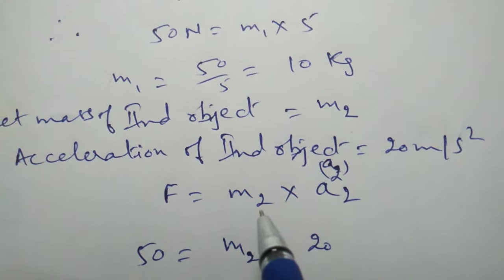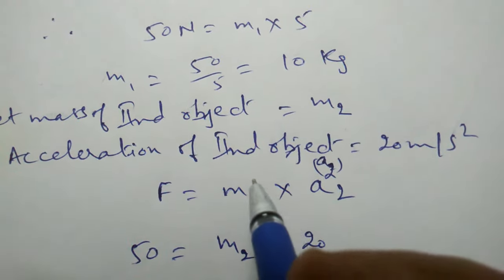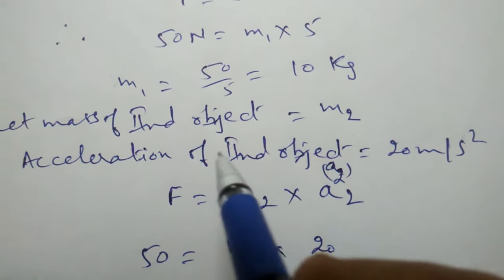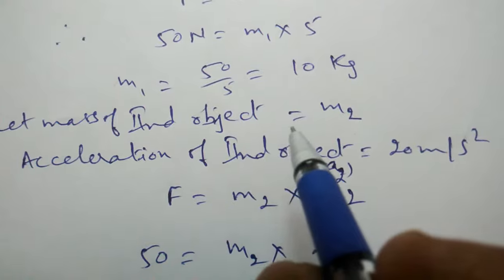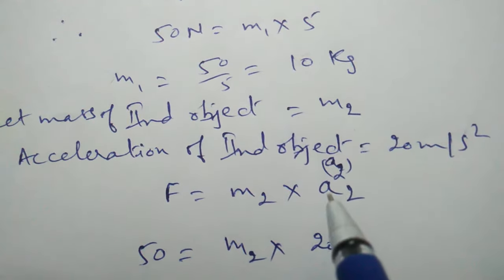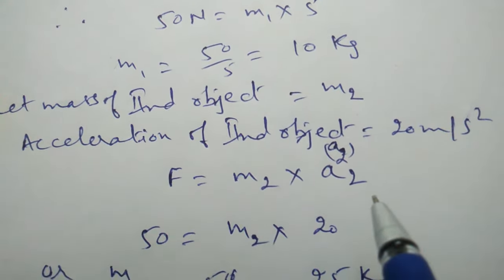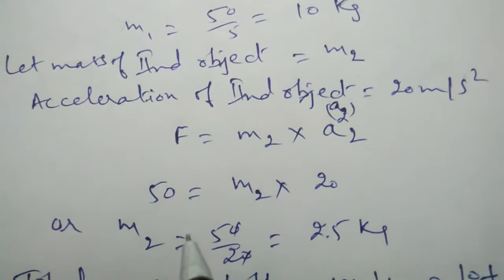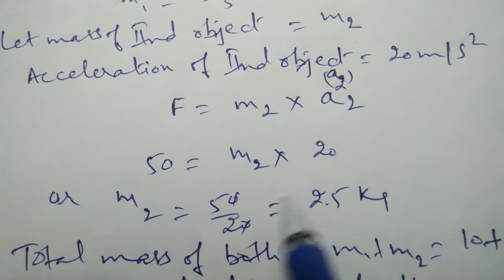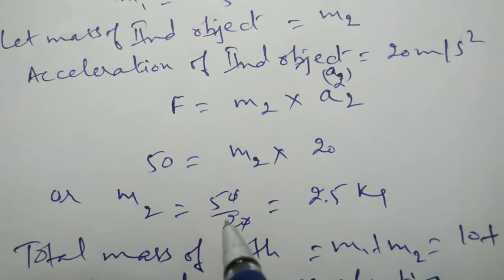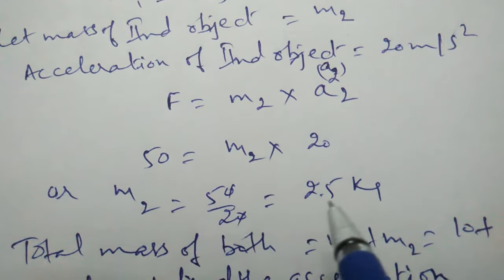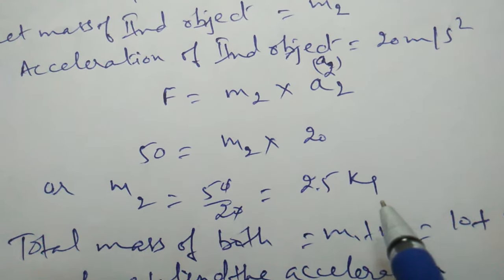Here we have written m2 and a2 because for this other object we have already let the mass of the object be m2 and acceleration be a2. Putting the values in this equation, the mass m2 will be 2.5 kilogram.